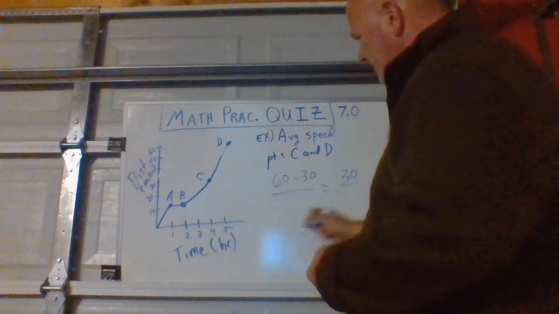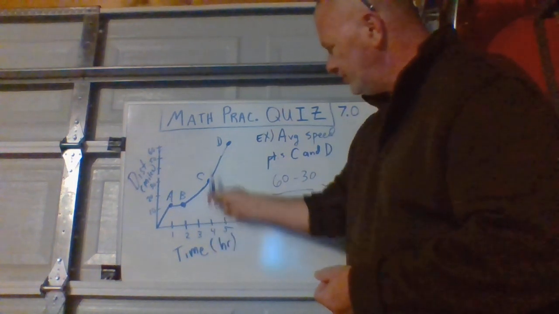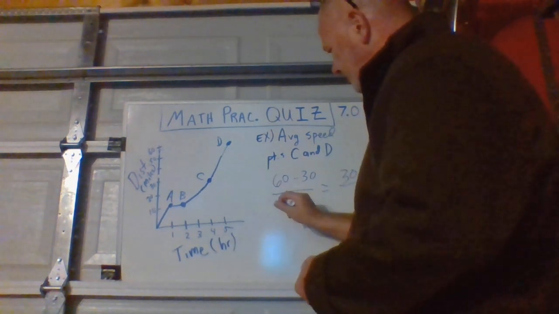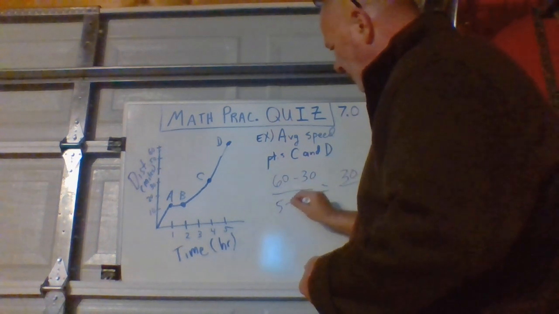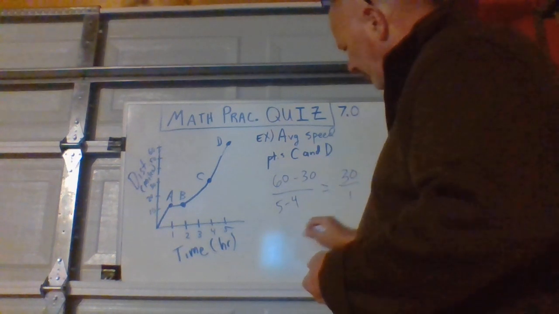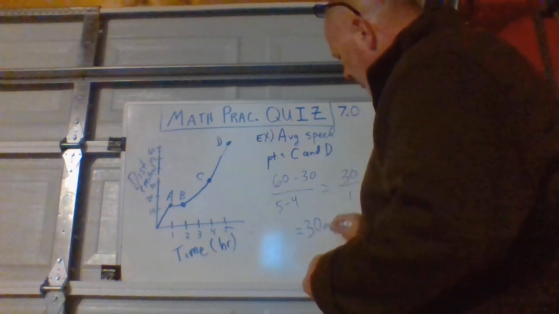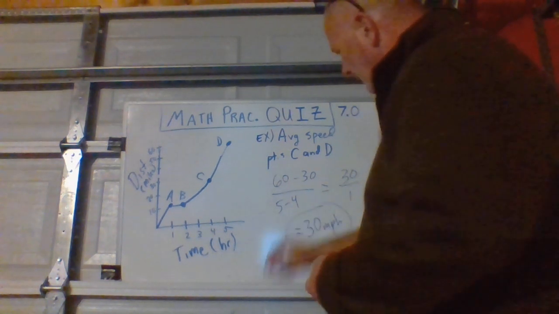And then let's look at the time here. We got point C and point D. We got 4 hours and 5 hours. So 5 minus 4, that gives us 1 hour. 30 over 1, or 30 divided by 1, equals 30 miles per hour. And that is our final answer.